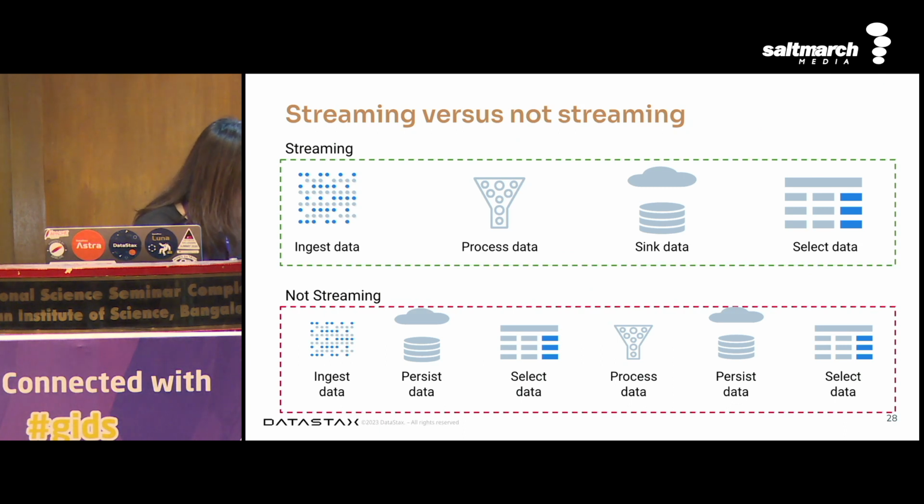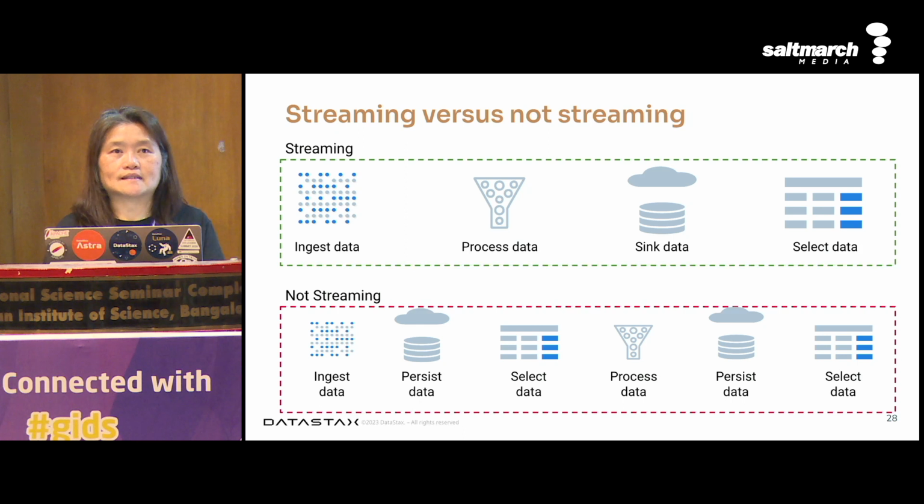Over here, not streaming is basically more like an ETL type of approach: you extract the data, you ingest the data, and then you persist it. Persist means you write it to some kind of storage, maybe a database or a file system of some kind, and persisting it first, and then from there you cleanse the data. Coming back, you need to do selection, extract the data again, and then process it, and then persist it again, and then select it, and so on and so forth.